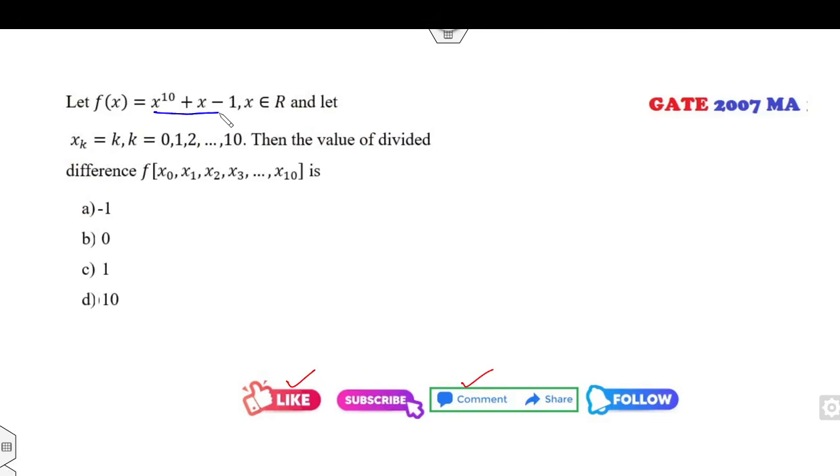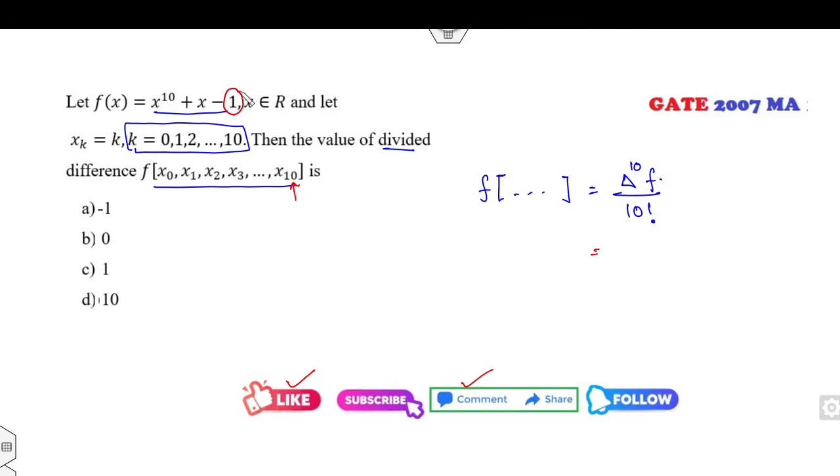f(x) is my 10th degree polynomial. How many points are there? 11 points. And again, you have to find the divided difference. So what is the value of this? It will be the 10th difference over 10 factorial, because n is my 10. So what is the 10th derivative of this? 0. The 10th derivative of this? 0. What is the 10th derivative of the leading term? It's 10 factorial over 10 factorial. So 1 is my correct answer for this problem.